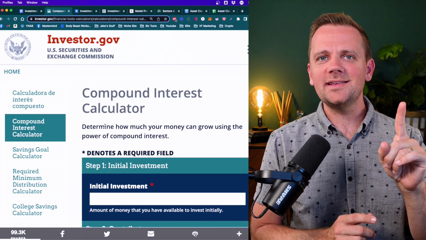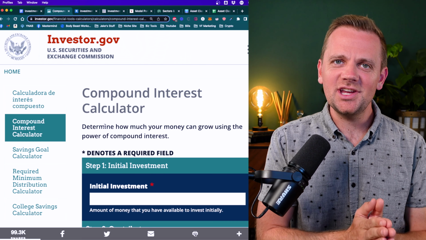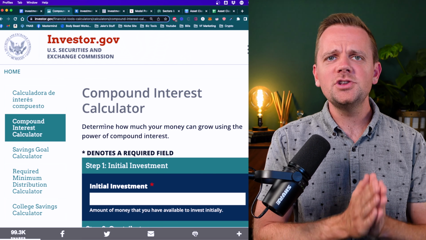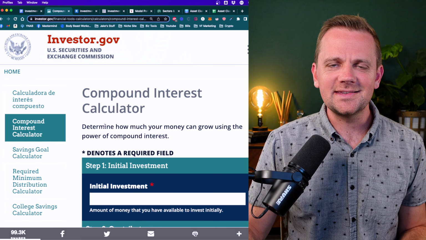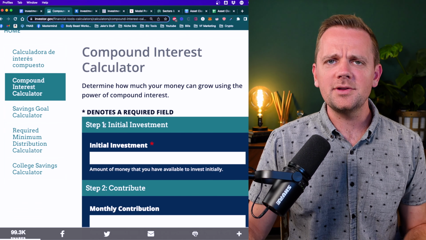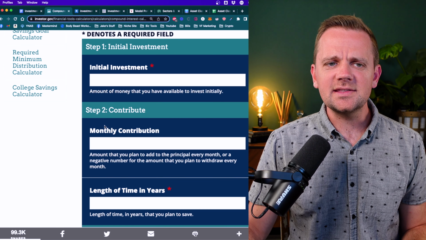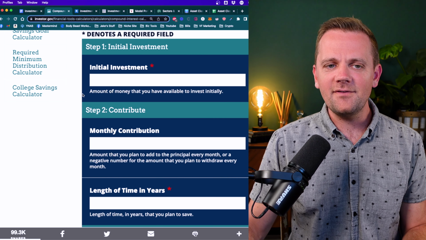Okay, calculator number 1 is brought to us by the lovely Securities and Exchange Commission. Thank you, SEC. If you just go to investor.gov, you can check out this investment calculator. It's just a simple compound interest calculator. So to use this, let's just say you're starting your investing journey. You don't have any initial investment.